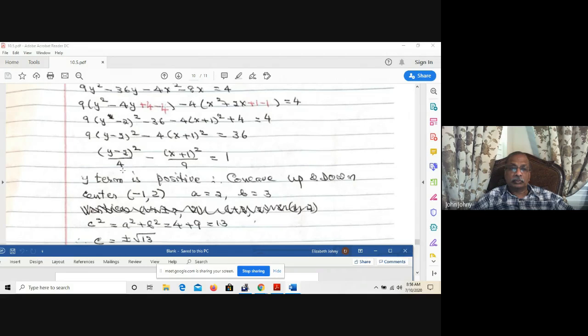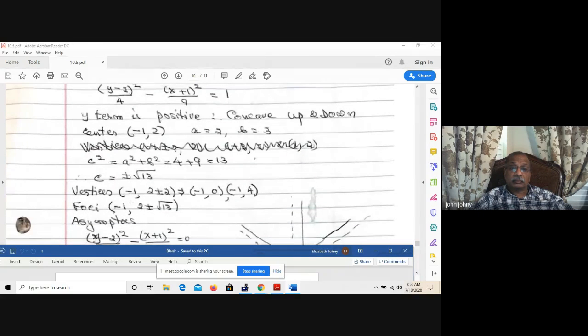A is 2, because this is a square. B is 3. c² = a² + b², that is 4 + 9, which is equal to 13. So c is equal to plus or minus square root of 13.